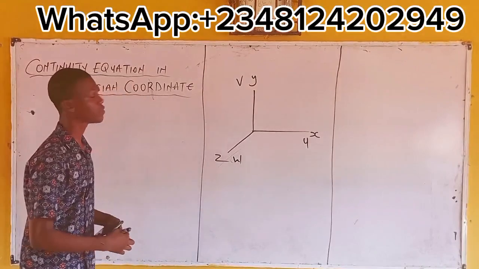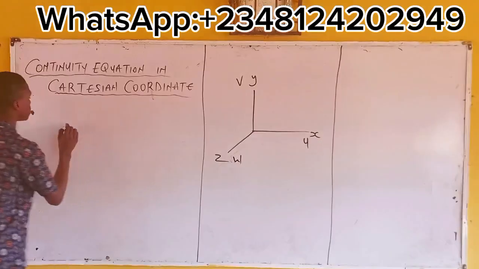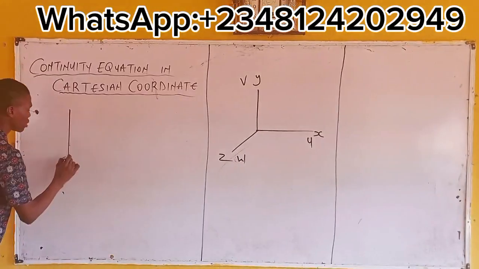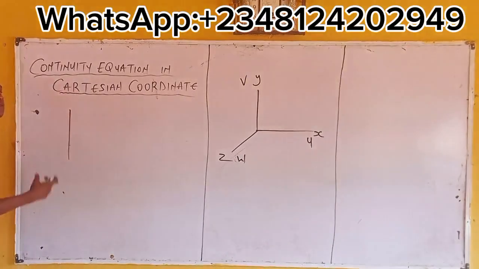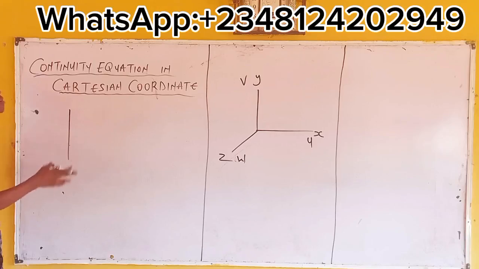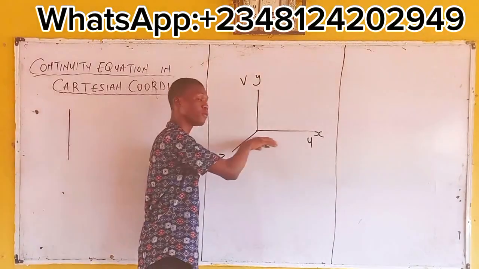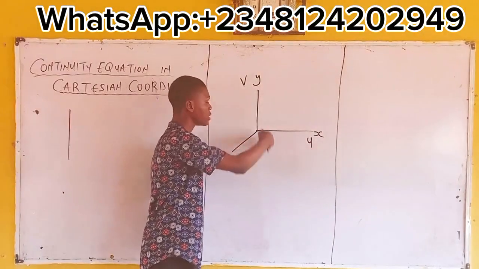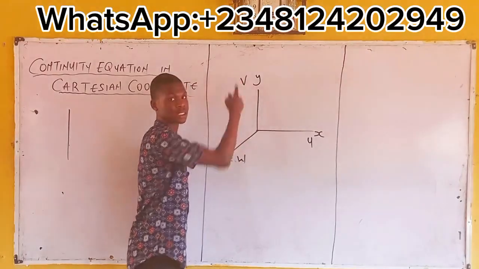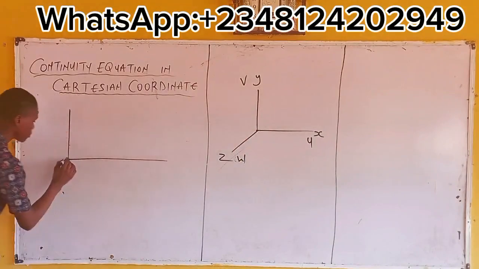Now let's see diagrammatically what it means. You have your diagram, meaning you are representing the flow of fluid on your Cartesian coordinate. You already know that there's a fluid flowing through the x axis, through the z axis, and also through the y axis. Now let's see it by diagram.